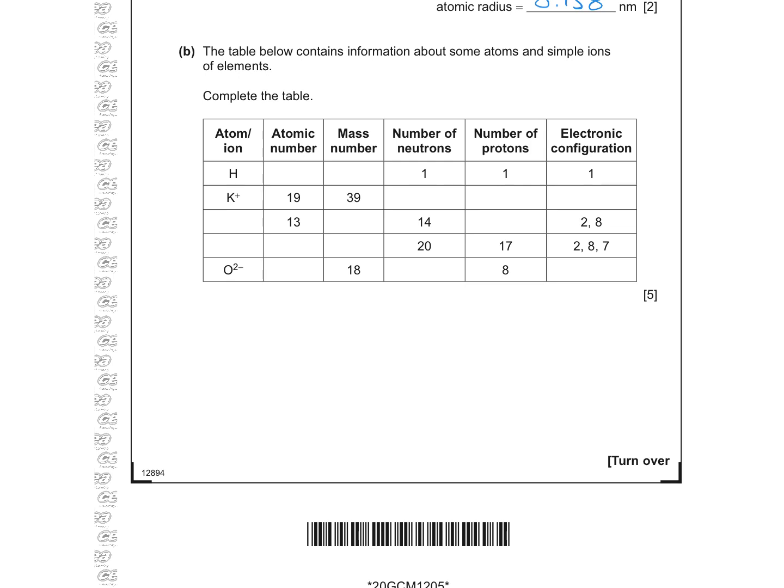Part B is a very standard type of question at GCSE. So you have to fill in this table. The thing that you really need to be careful of is to remember that the table contains atoms and ions. So sometimes people just think these are all atoms. So with that in mind, I'm going to go ahead and complete this table.